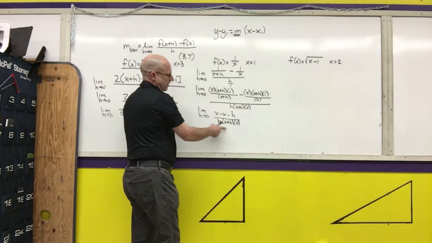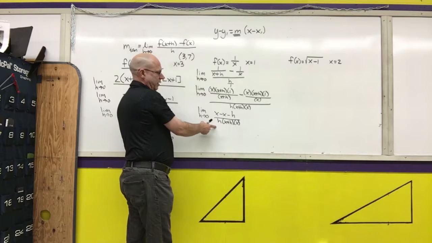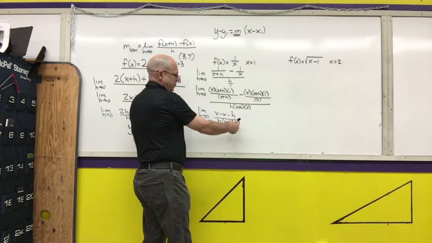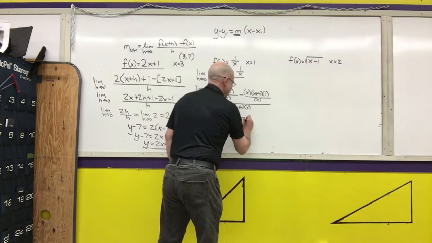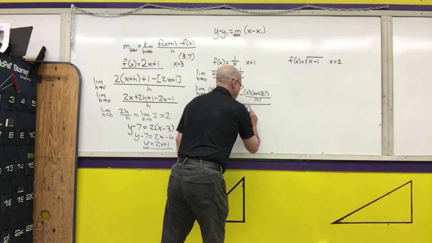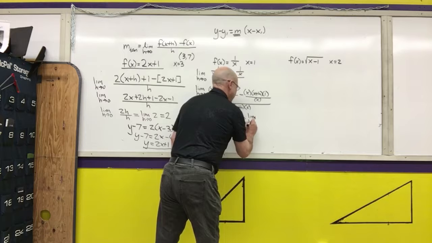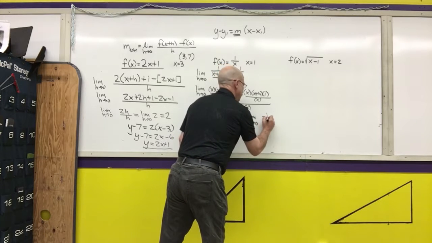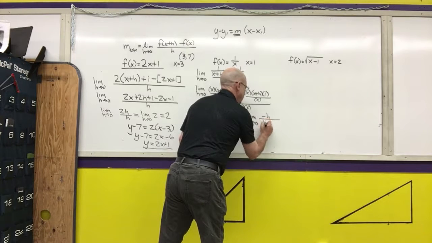I'm not going to multiply the denominator. You're going to see why in a second. Typically, you're going to leave this in its factored form. x minus x is 0, minus h is negative h. I have a limit as h approaches 0 of negative h over h times x plus h.